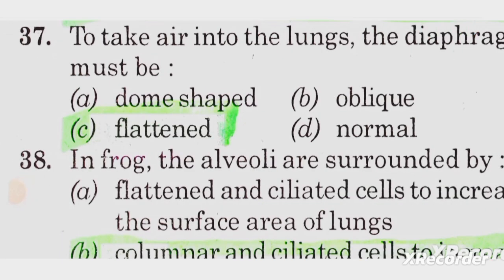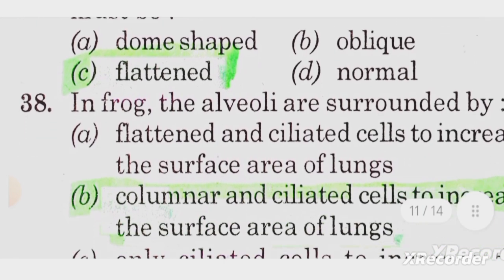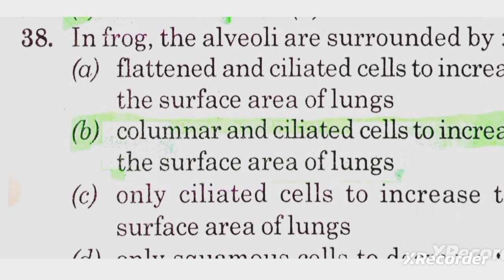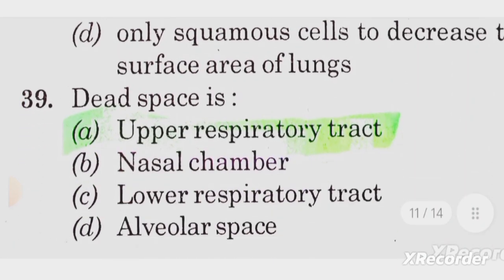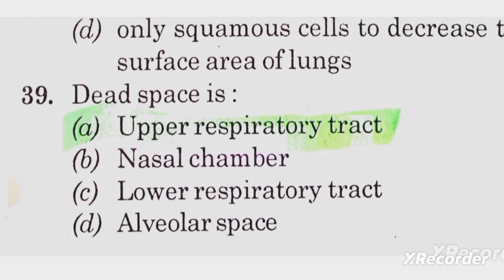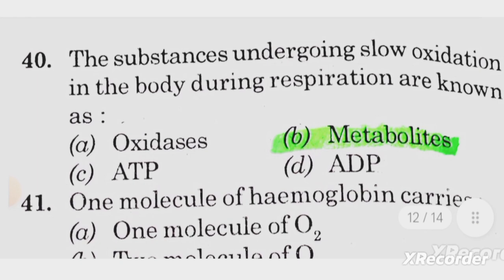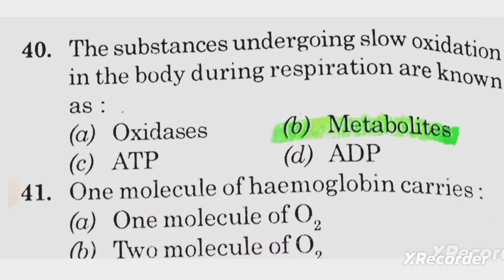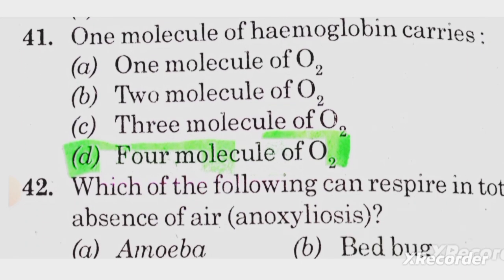Next, 37. To take air into the lungs the diaphragm must be flattened. 38. In frog the alveoli are surrounded by answer B, columnar and ciliated cells to increase the surface area of lungs. 39. Dead space is answer A, upper respiratory tract. Next, 40. The substances undergoing slow oxidation in the body during respiration are known as answer B, metabolites. Next, 41. One molecule of hemoglobin carries answer D, 4 molecules of O2.